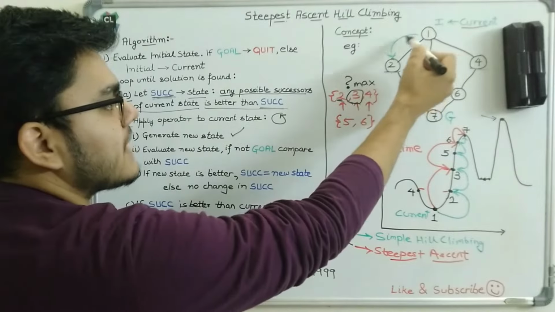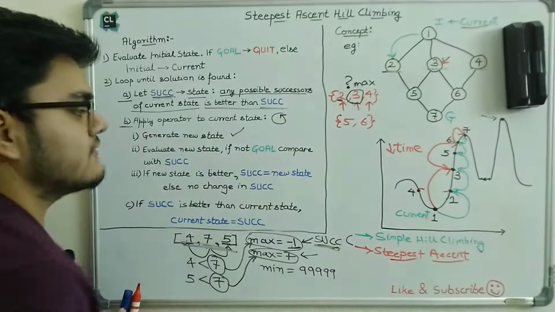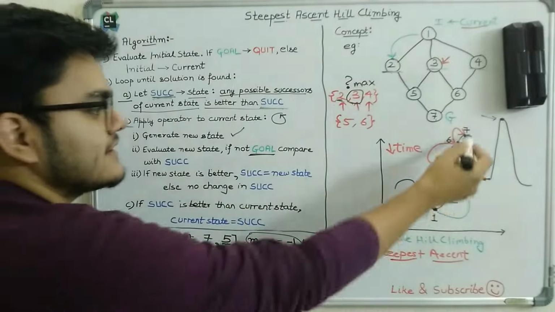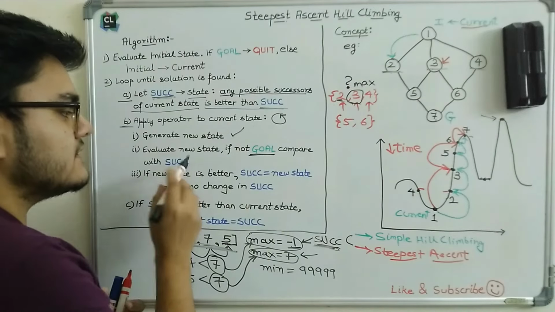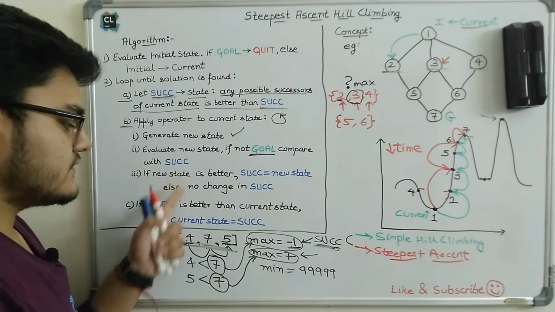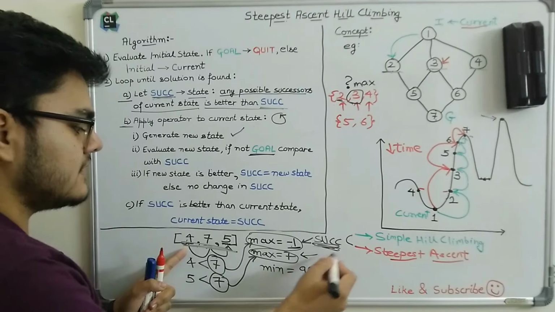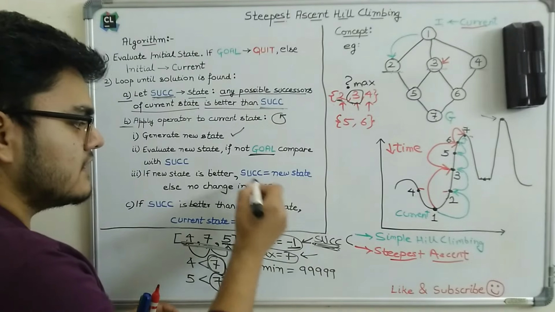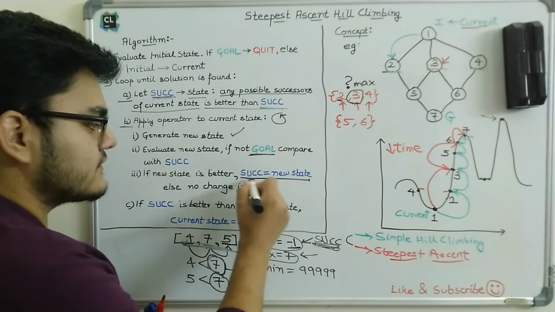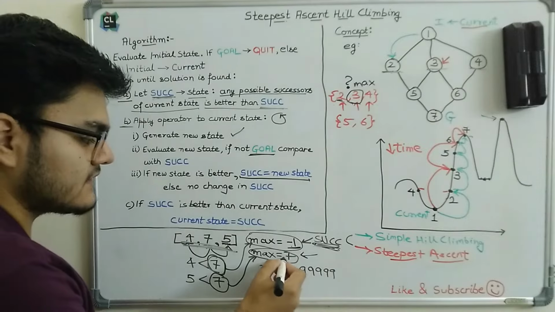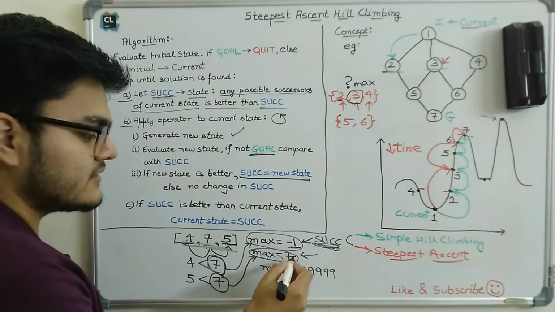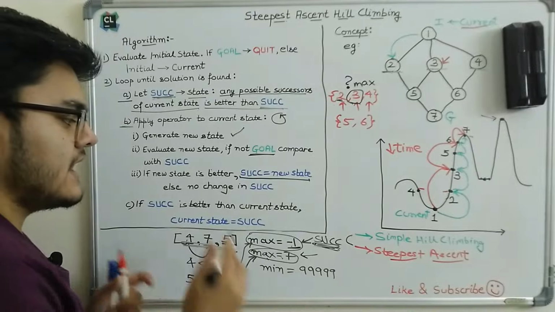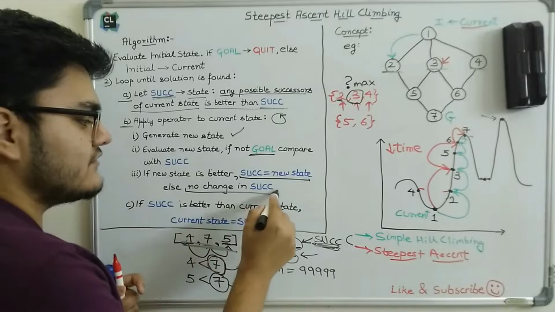So let's say after applying the operator, 2 is the new state. We will evaluate it. If it is not the goal state, you can see it is not the goal state. 7 is our goal state. We will compare it with the successor, right? And if this new state is better than this successor, you can see that this is the new state 7. If it is better than the successor, we are going to assign successor equals new state. So you can see that we have assigned the successor max equals 7 because the new state was better than the successor. Else do not change the successor.